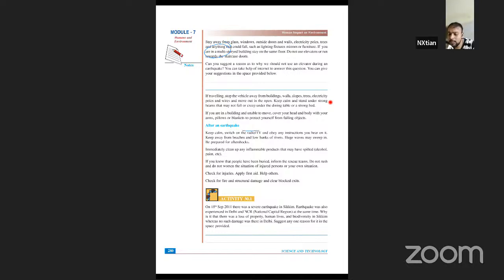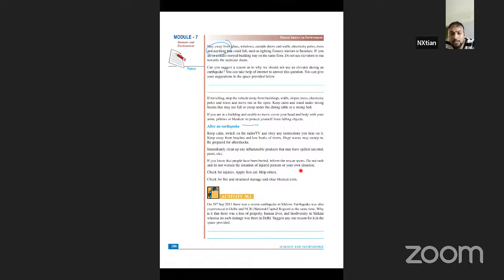After an earthquake, keep calm, switch on the radio and TV, and obey any instructions that you hear, because they know if another earthquake is coming or something worse will happen. And remove inflammable products, because a gift from the earthquake is fire also. Like if there is alcohol, a spark will come or something will happen, so we have to stay away from inflammable objects. Understood, guys? Yes or no?